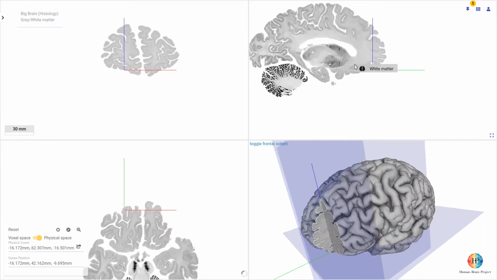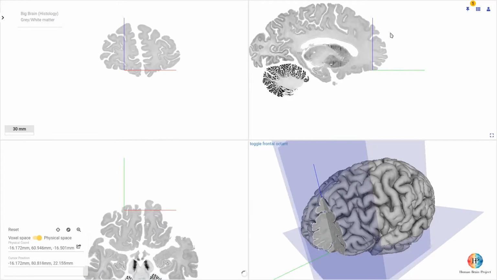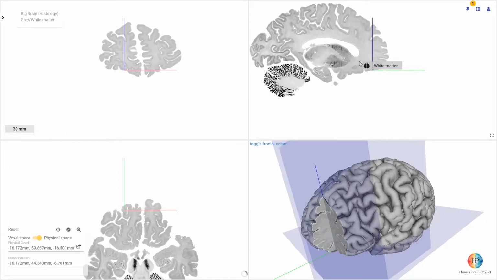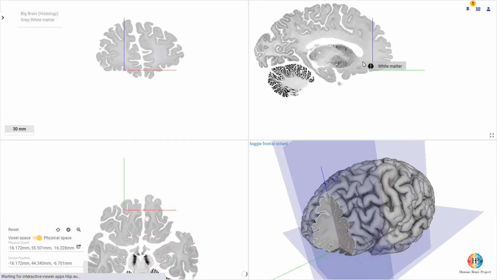And then you get to this point. So mostly gray matter, and then you see the white matter starts to appear. If you put the mouse here, it labels it for you. It's the white matter. If you put it here, it's in the gray matter. Alright, so we move the brain further and keep cutting it until this point.